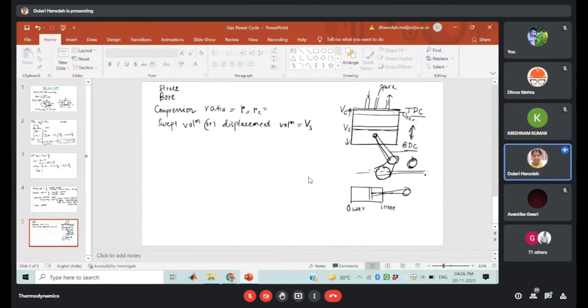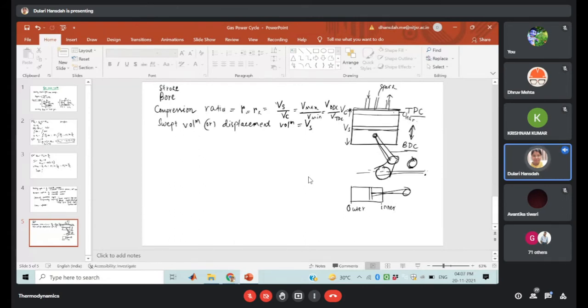Compression ratio is the ratio of two volumes: the maximum volume, that is the swept volume plus clearance, to the minimum volume, that is the compression volume. The volume occupied at the minimum position is the clearance volume. So we also write this as V max upon V min, or V BDC upon V TDC. This one is your compression ratio.